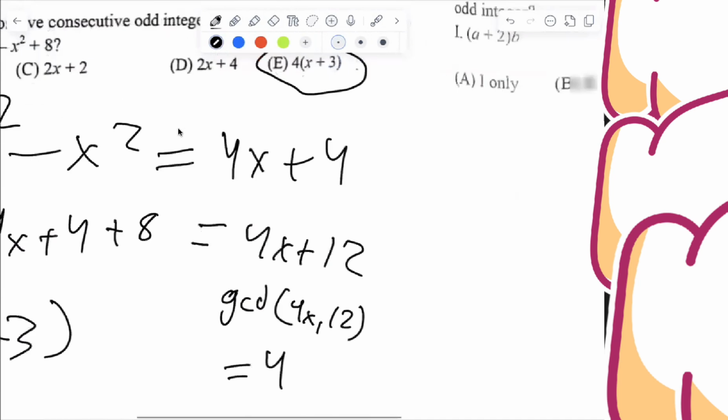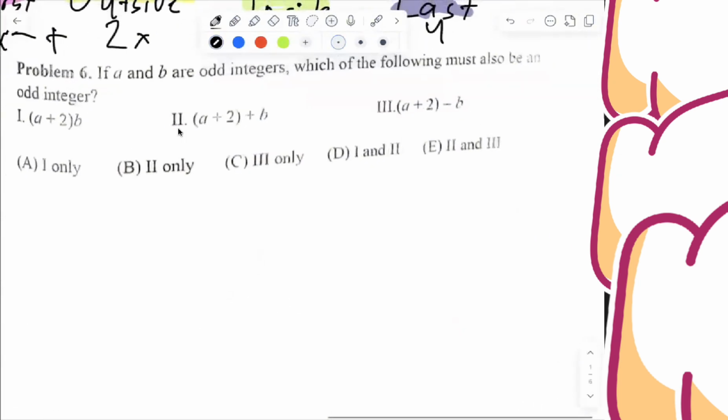Okay. Let's move on to problem 6. If A and B are odd integers, which of the following must also be an odd integer? I'll let you guys have a try on this question and tell me your answers through chat.